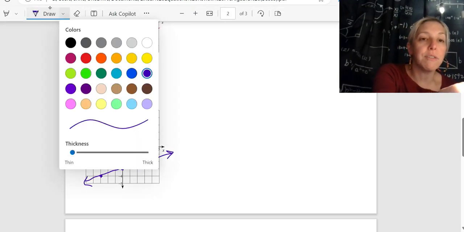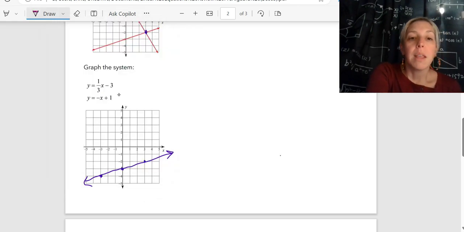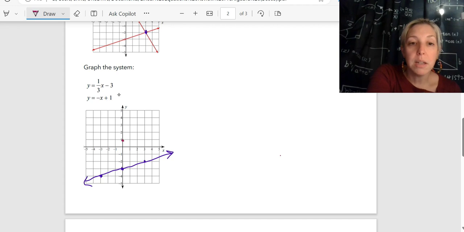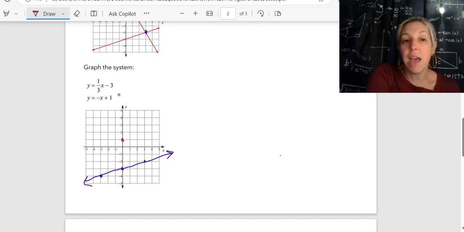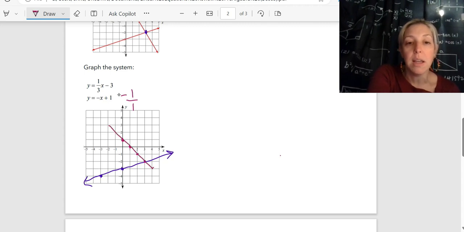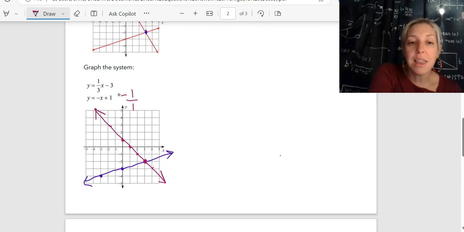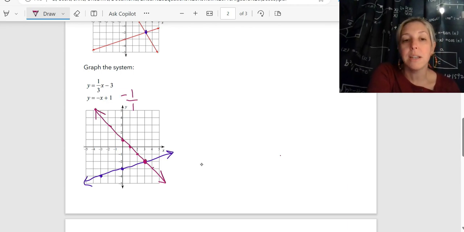Second line I'll do in a different color. Starting at the y-intercept is +1, slope -x. That's the same thing as -1/1. So down 1, down 1, down 1. Oh, there it is right there. Where the lines intersect, that is my point. So the solution would be 3, -2.